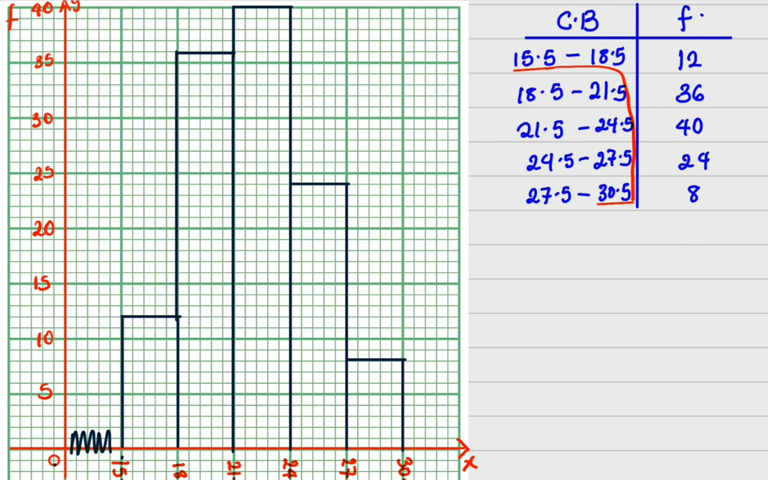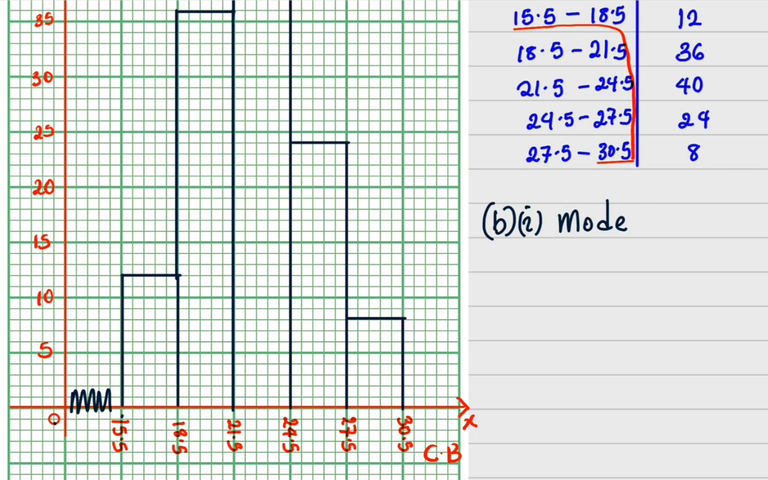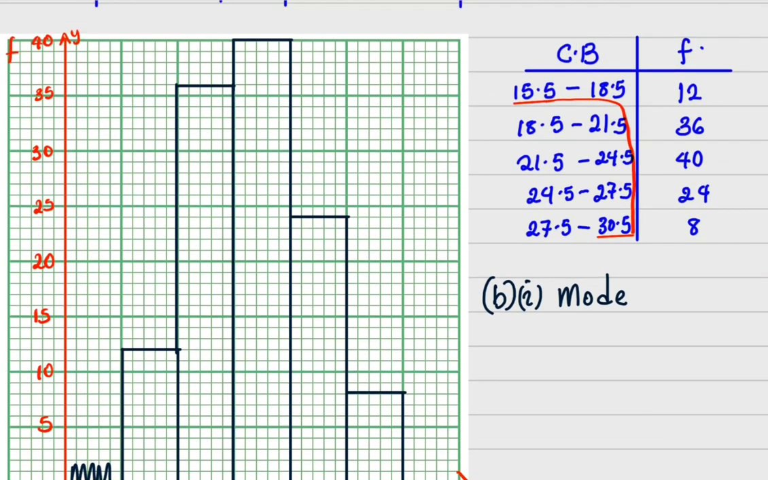Now the second question is we should estimate the mode. So we are moving now to the B part of the question. It says we should find the mode. Now, how do we get the mode? There are things that we need to know that will help us to get the mode. We get the mode from the modal bar. And the modal bar is the tallest bar. And we can see that the tallest bar here is the one between 21.5 to 24.5.